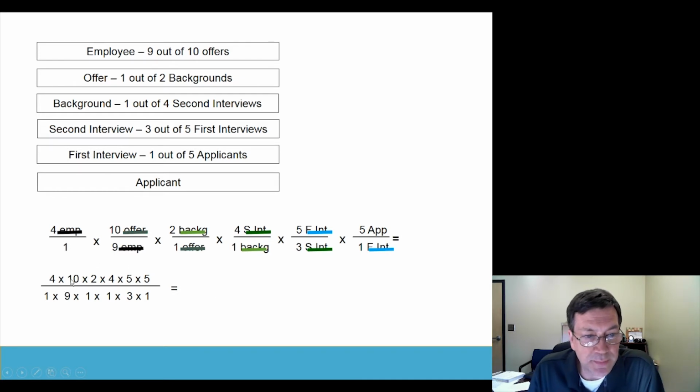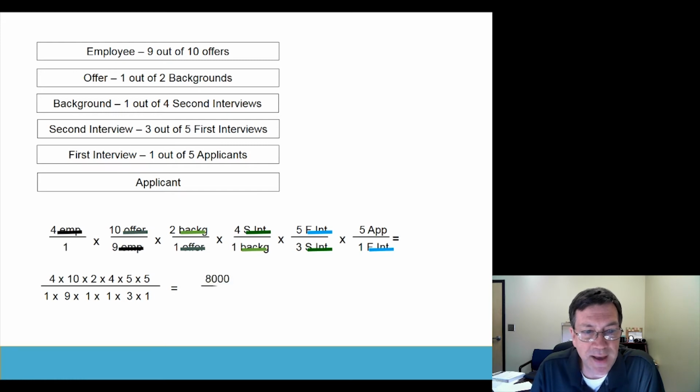And what is 4 times 10 times 2 times 4 times 5 times 5? Well, 4 times 10 is 40, times 2 is 80, times 4 is 320, times 5 is 1,600, something like that. I hope I'm doing that right. And 1,600 times 5 is in the neighborhood of about 8,000. On the bottom, you're going to have 1 times 9 is 9, times 1 is 9, times 1 is 9, times 3 is 27, times 1 is 27. Math like that, you're going to have a calculator to help you with. You're going to get a calculator on your test.